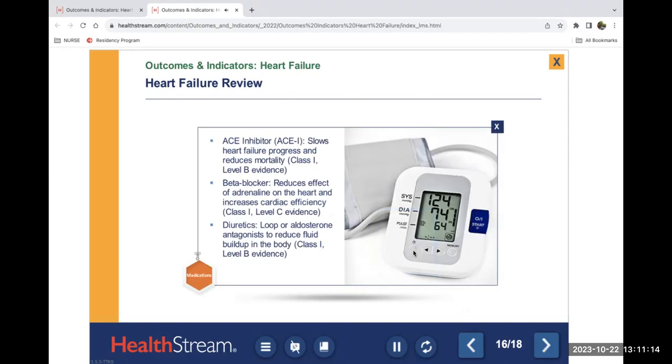Pharmacological management of the patient with heart failure may include one medication or several. Use of an ACE inhibitor may slow the progress of heart failure. Beta blockers preserve cardiac function while allowing the heart to work more efficiently. Diuretics decrease fluid volume that can cause congestion in the heart, lungs, and swelling in the abdomen and feet.